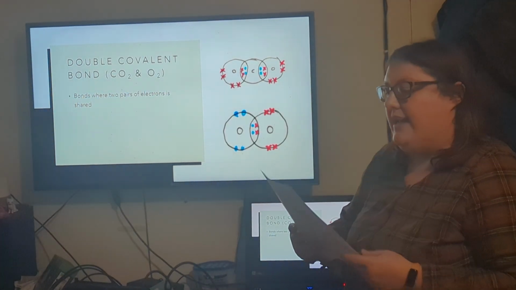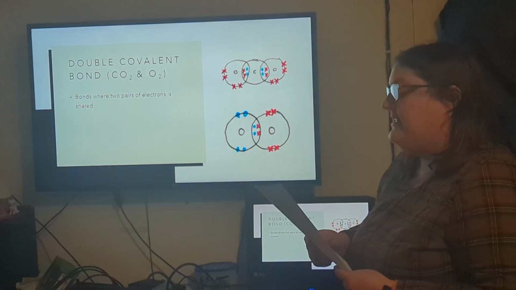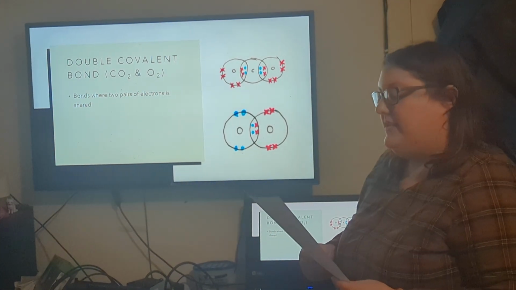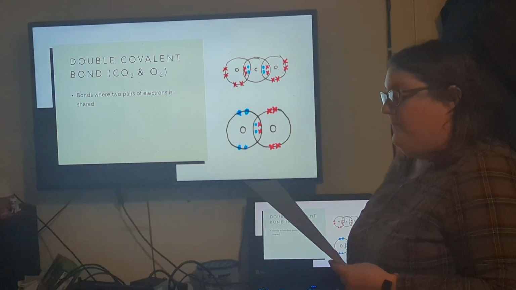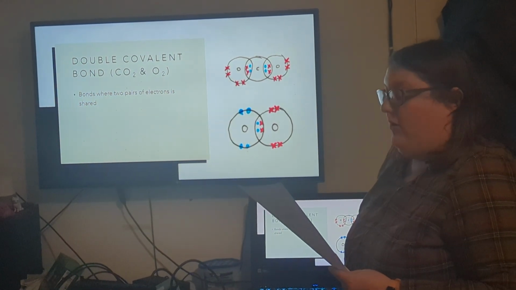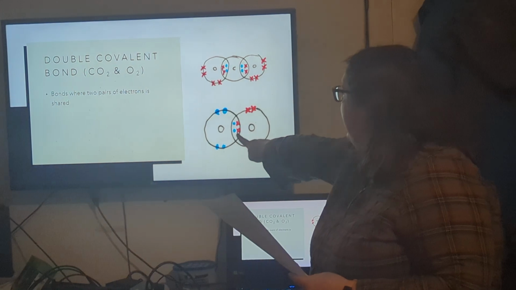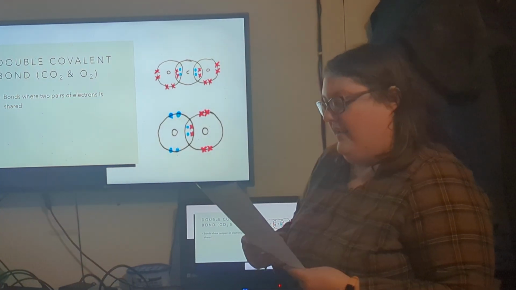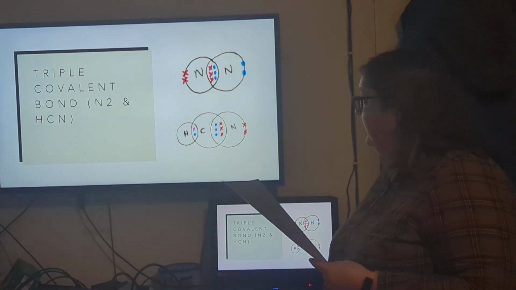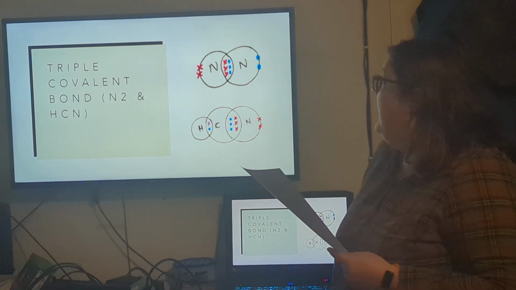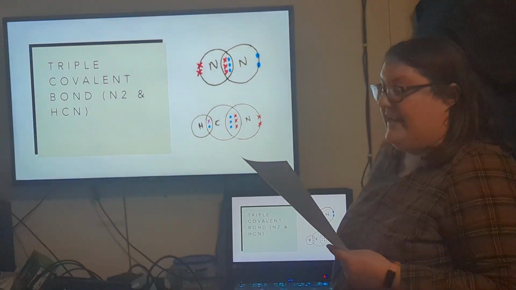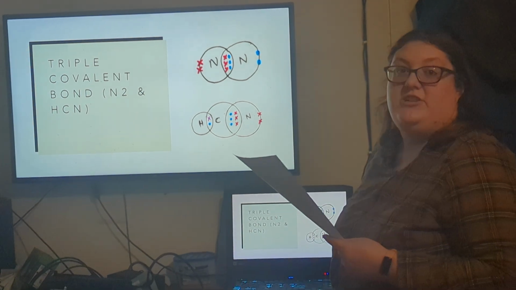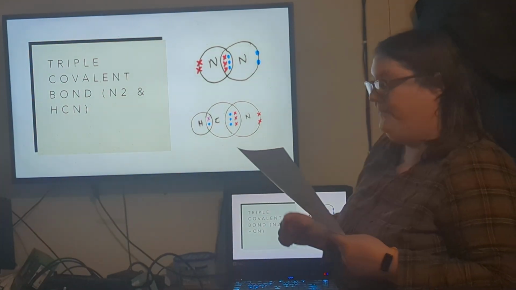Double covalent bonding is when there are two shared pairs of electrons forming covalent bonds. Examples here include carbon dioxide and oxygen, which each share two pairs of electrons between them, here and here. Nitrogen and hydrogen cyanide are examples of triple covalent bonds, where you can see again in the dot and cross diagrams that they share the three pairs of electrons.